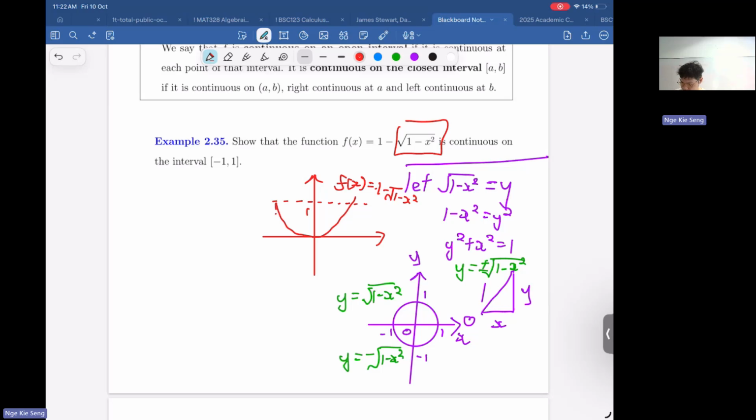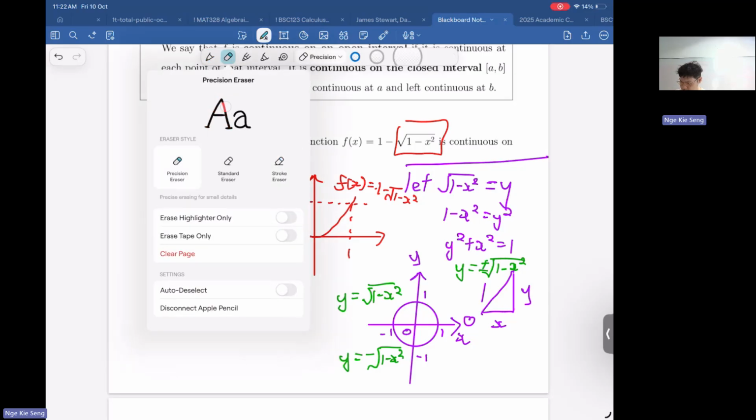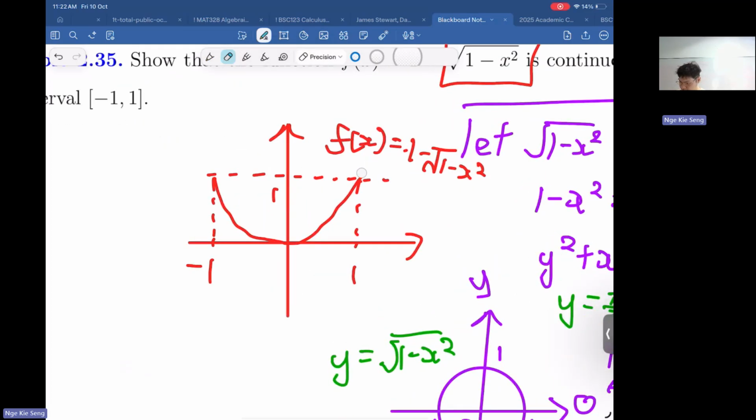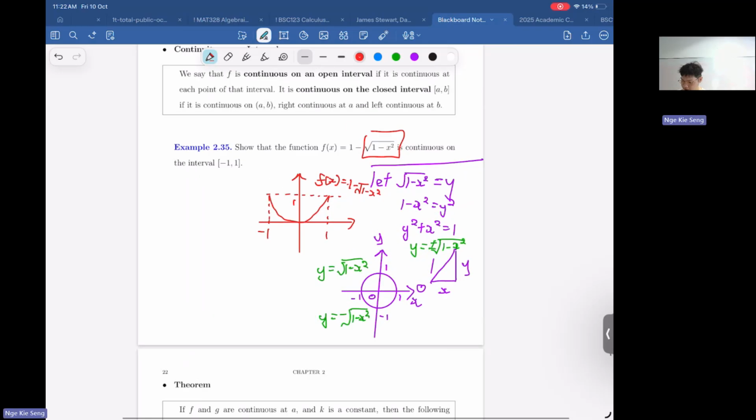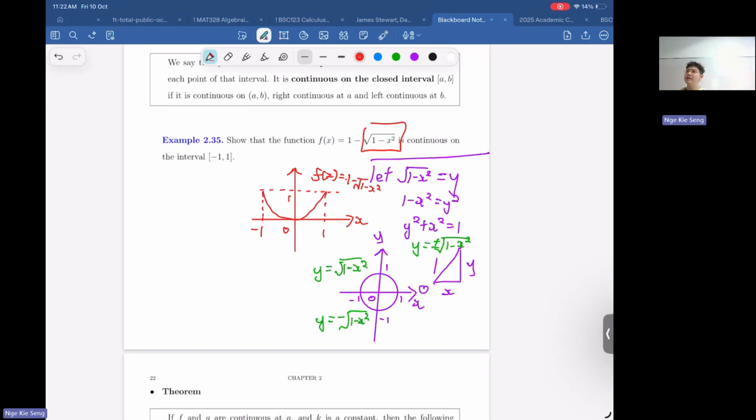And then how about these 2 points here? One is -1, one is 1. Let me remove the additional graph here. Everyone happy with plotting this? Happy? Or question? So what's our job here? We want to show f is continuous on the interval [-1, 1].